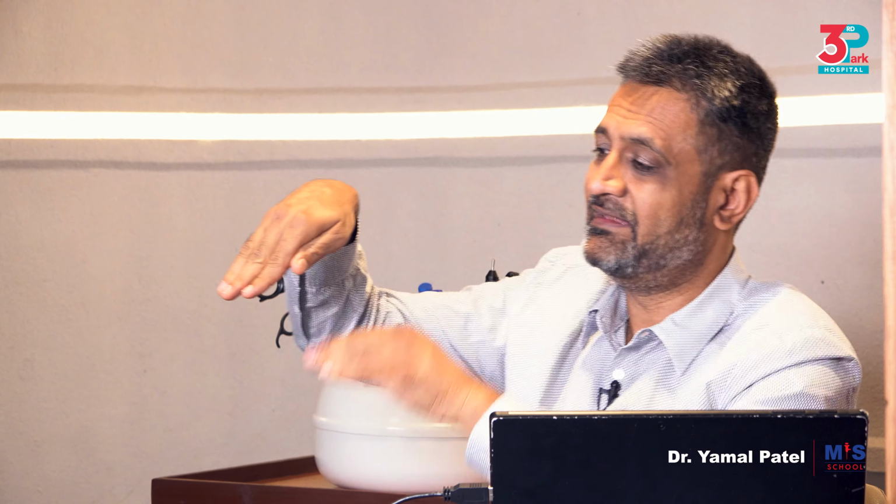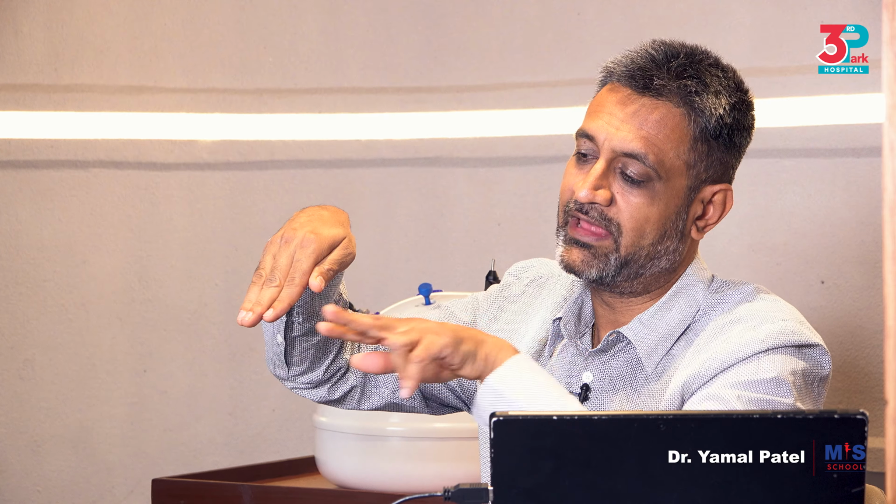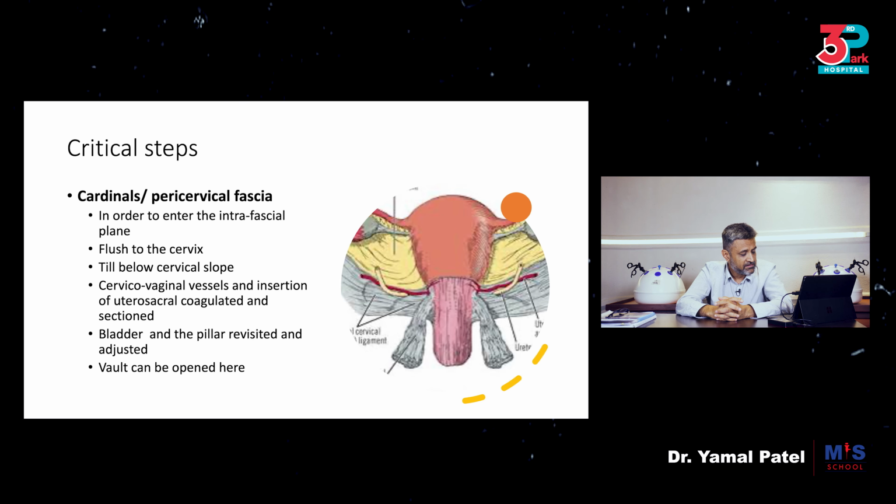So the vagina will be like that, and you'll feel a bulge before you go there. That bulge all around is the cervix. So you just go beyond the cervical slope. That's a guide to knowing where you have to open. And the other guide is from the uterosacral entry. When you've gone below it, at the tip of the uterosacral, you can cut and open the vault just below the entry of the uterosacral into the cervix.